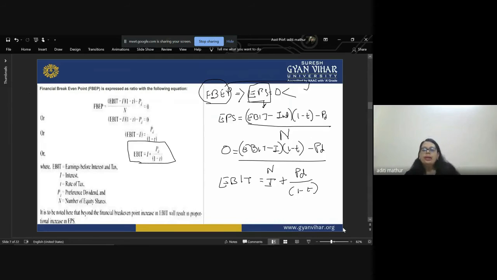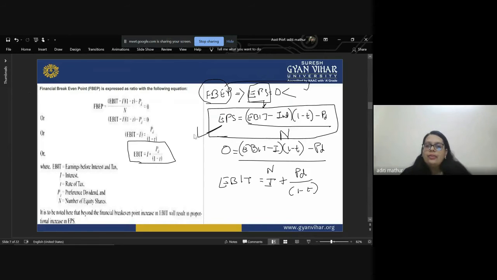So don't get confused that these are formulas which we have to learn. It is very easy. When you do the question, you can easily understand. The only thing you should know right now is this, right? If you know this formula, this expression, you can easily calculate the EPS or the indifference point at which your EPS is equal to 0, and you can easily calculate that earning before interest and tax, that is your EBIT, at which your EPS is going to be 0, right?